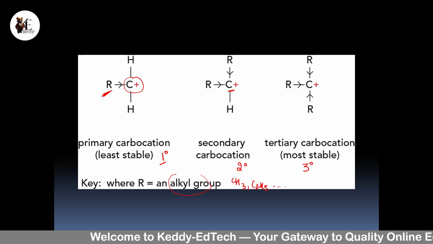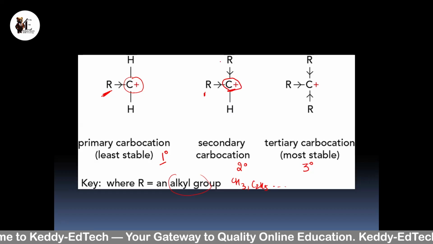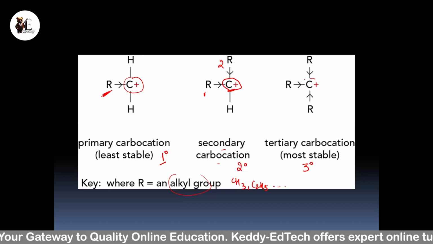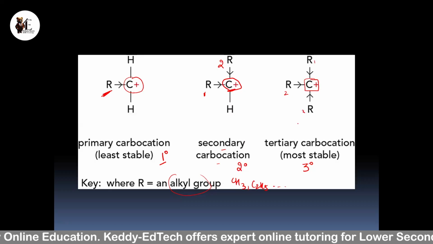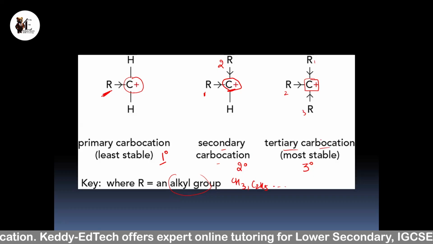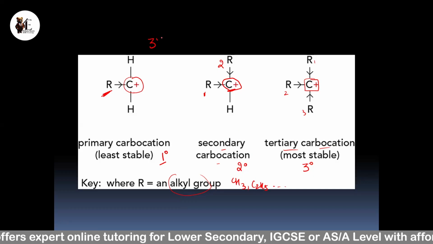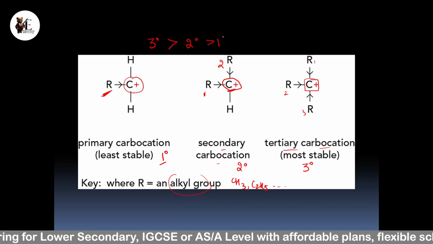But if your carbocation is attached to two alkyl groups, then it is known as secondary carbocation. And if it is attached to three alkyl groups, then it is known as tertiary carbocation. So which is the most stable carbocation? 3-degree. You have to remember 3-degree carbocation is most stable, then 2-degree, and then 1-degree.